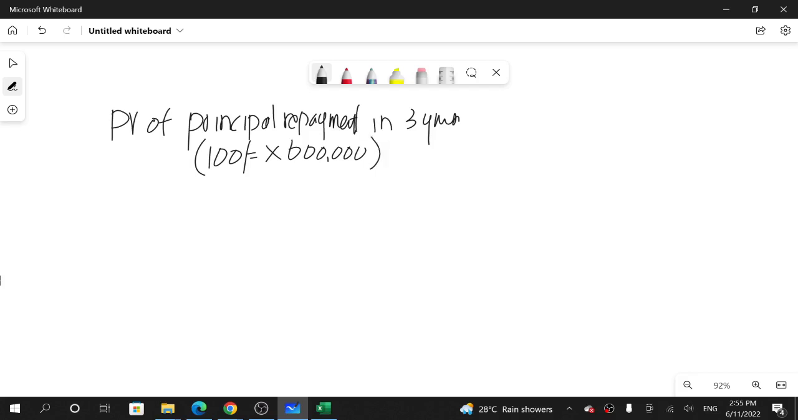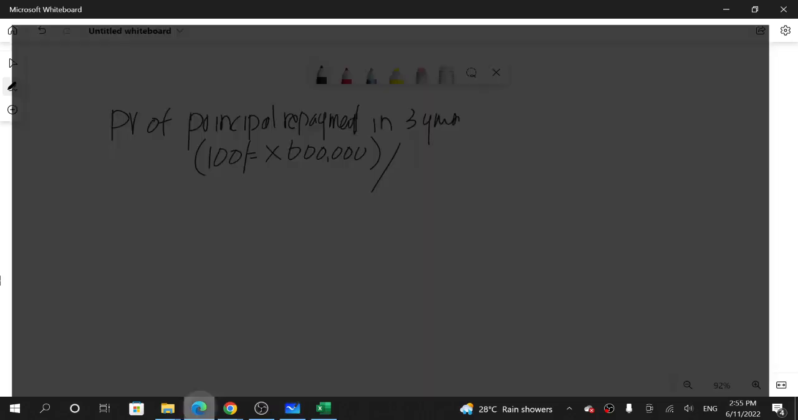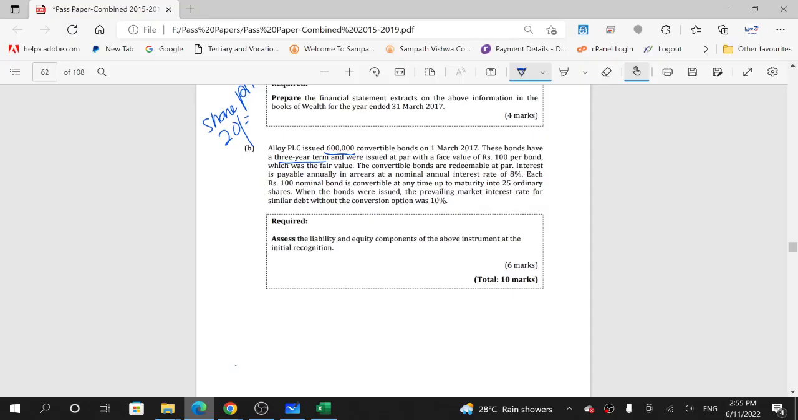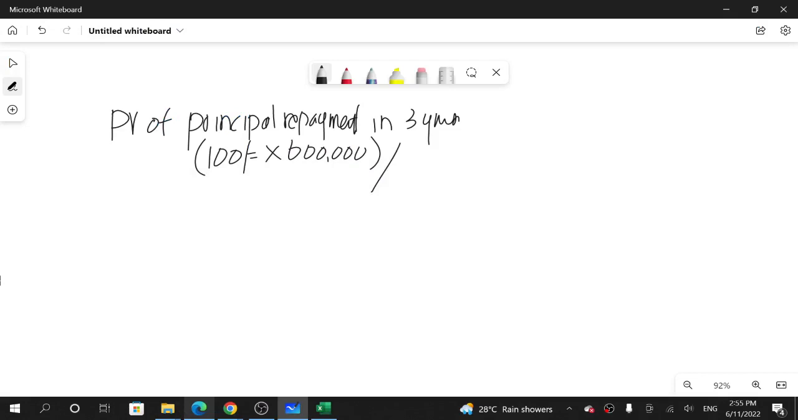So what you want to do is take the present value of this 60 million. The question has given you the prevailing market rate of a similar bond without the conversion option, that is 10%. So you divide this by 1.1 to the power of 3, then you get the present value of the cash flows, which comes to 45,078,888. That is the present value of the principal.